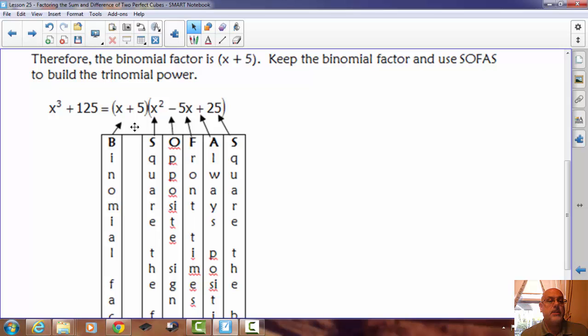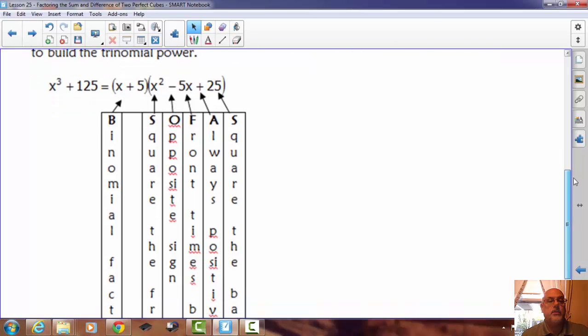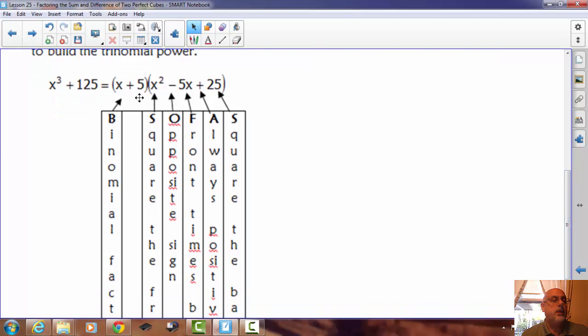O, opposite sign. So if we have a plus sign here, it's going to be a minus in the trinomial. Front times back, which is the x and the 5. Forget about the sign. It's 5 times x is 5x. Always a plus, and square the back or square the last term. So it's this mnemonic called SOFAS: Square the first, opposite sign, front times back, always positive, square the last term. So then that's how we develop our two factors, the binomial and the trinomial.